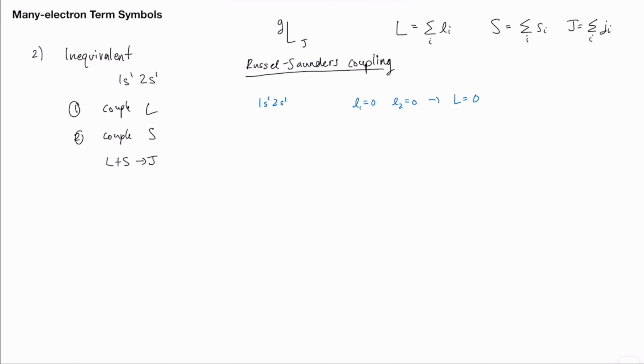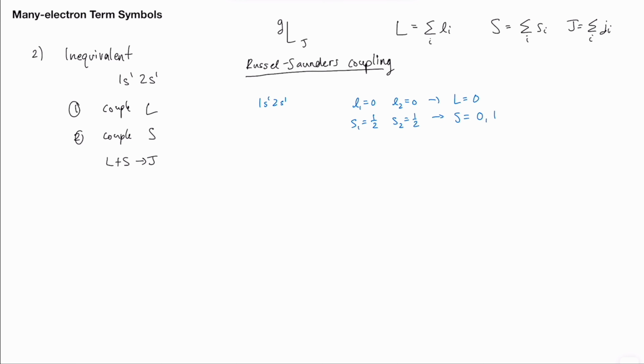Okay, and now we also couple the spins in exactly the same way. So we have S equals 1/2 and S equals 1/2. So the spin for this electron is 1/2, the spin for this electron is 1/2. And so when we combine these, it means we can have from S equals 0 to S equals 1, right? So we can either have 1/2 minus 1/2, or we can have 1/2 plus 1/2. So that gives us S as 0 or 1.